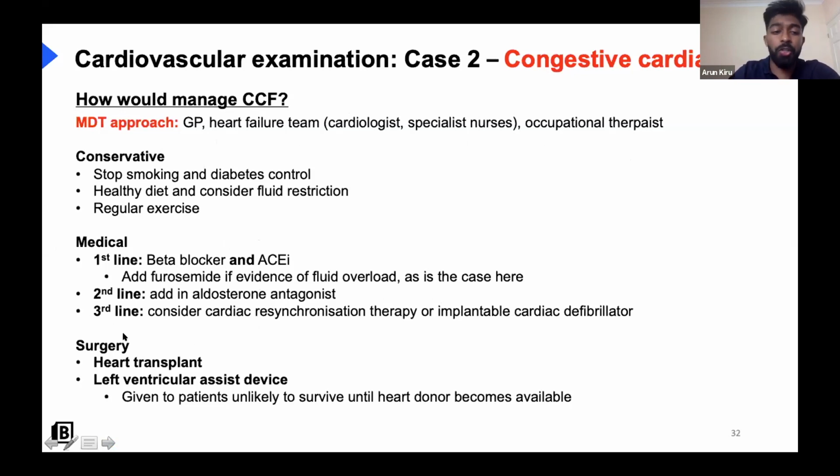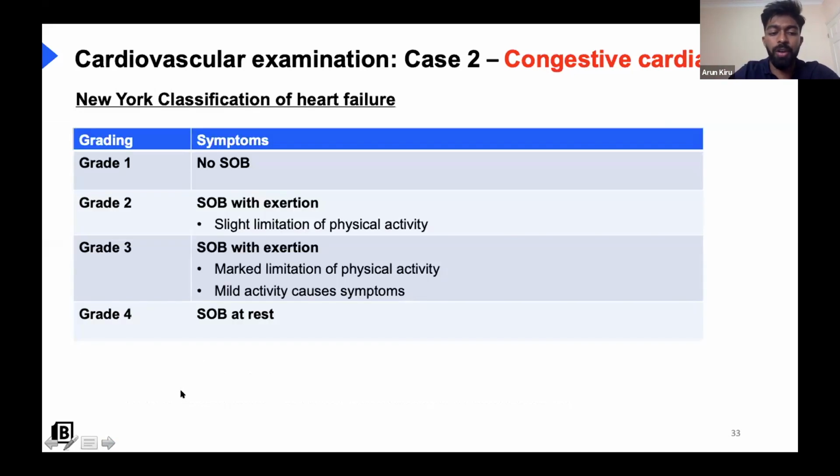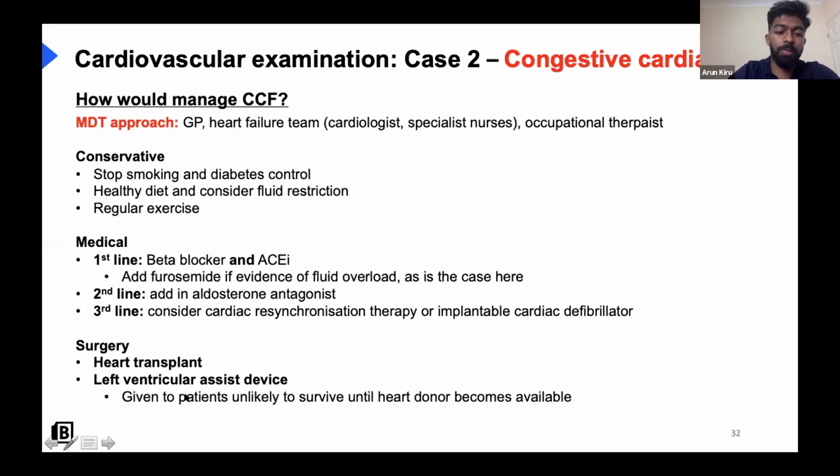And then finally, surgical cases, for example, heart transplant, or if there's a long waiting list and you don't think this patient is going to survive until a heart transplant, then you can have a left ventricular assist device, which is, as I said, given to patients who are not likely to survive until their heart transplant becomes available. So just mention one or two of each of those, you'll be absolutely fine.